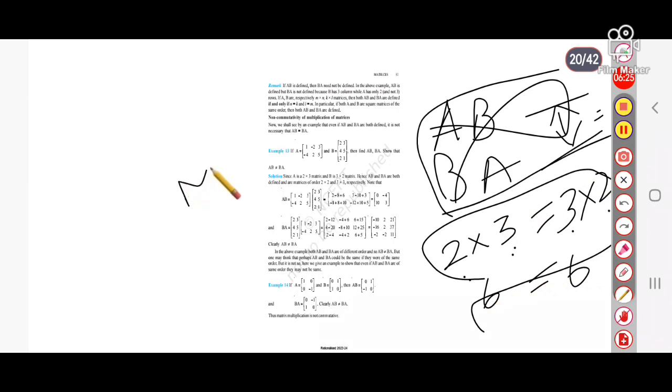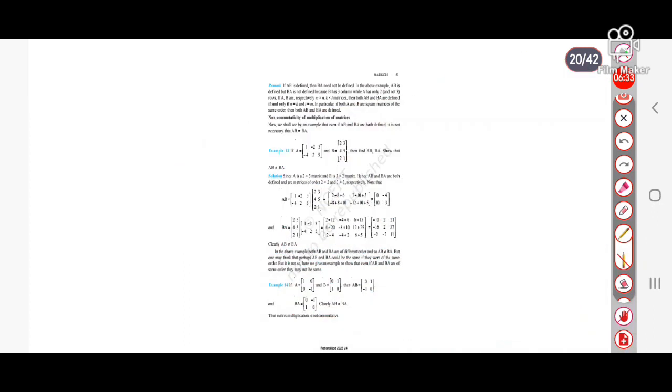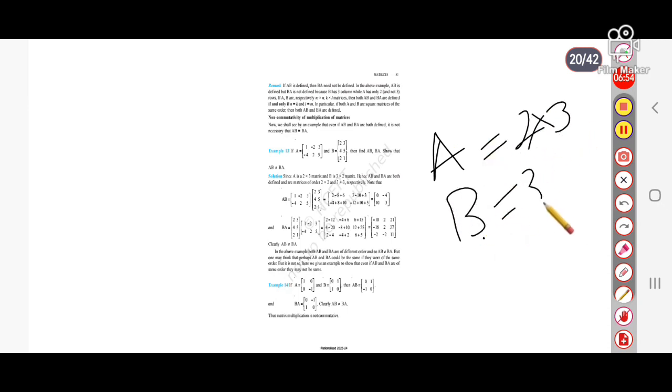But in matrices it's not quite possible in that way, so we will work it out to prove it. They have given the values of A and B in the question. A is a 2 cross 3 matrix and B is a 3 cross 2 matrix. First we will find the value of AB that has been asked in the question.